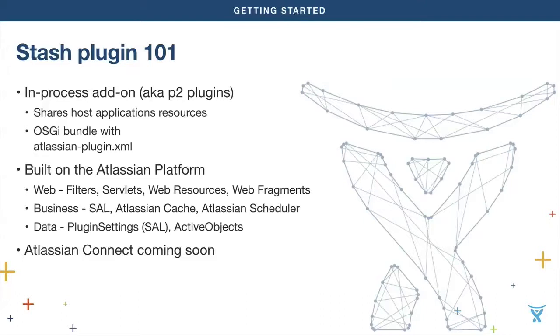That's because Stash is built on the Atlassian platform. So you get a lot of the same modules and plugin points that are available in Jira and Confluence with Stash. You may have heard of the other type of add-on that Atlassian has, Atlassian Connect, where you run your add-on outside of the Java process on a different server. This isn't available in Stash, but we're hoping that we'll be able to make it available sometime next year.